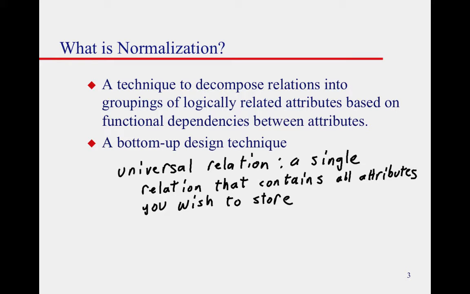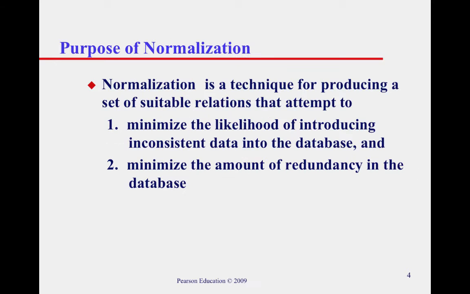Now in practice, that's typically not the way we do it; we don't start from the universal relation. We typically start from forms, and we take the information from a form, put it into a relation, and if necessary, decompose it. But in the most abstract sense, we start with a single relation that models all attributes in our organization, and then we decompose that particular relation.